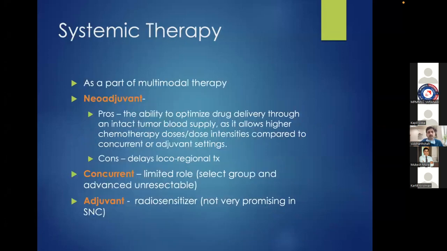Systemic therapy is generally a part of multimodal therapy. Neoadjuvant chemotherapy is primarily to optimize the tumor biology. Basically, it helps to optimize drug delivery through an intact tumor blood supply. So it's thought that if there is entire intact vasculature, the drug will reach in more concentration, and that will be effective to sterilize and downsize the tumor.